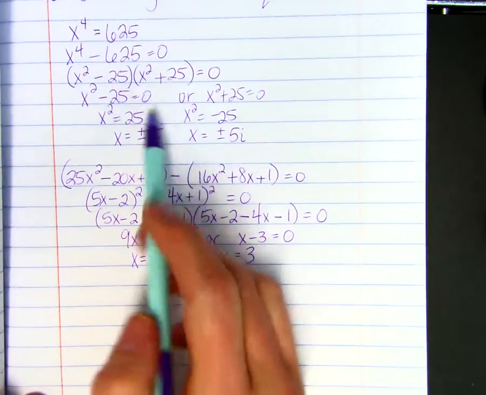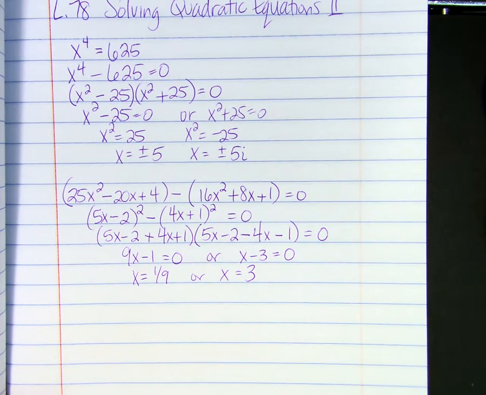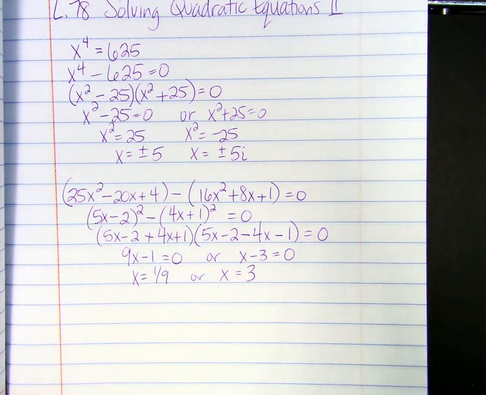So those are the 2 that I wanted to make sure we went over on this one. The other examples that they have are just basic difference of 2 squares. So that's the end of this lesson.